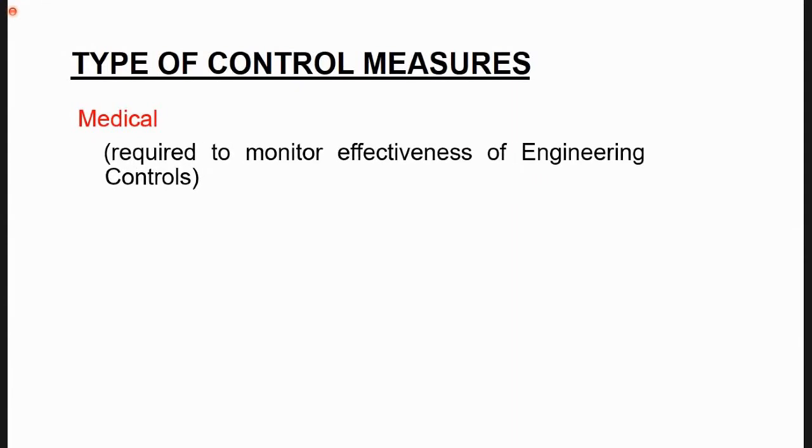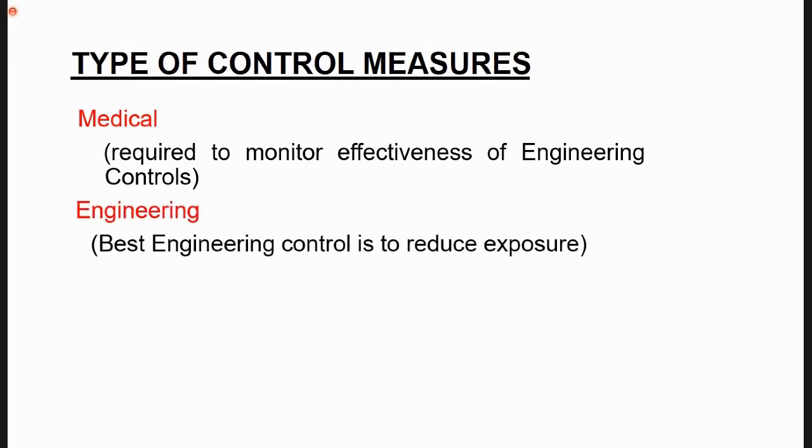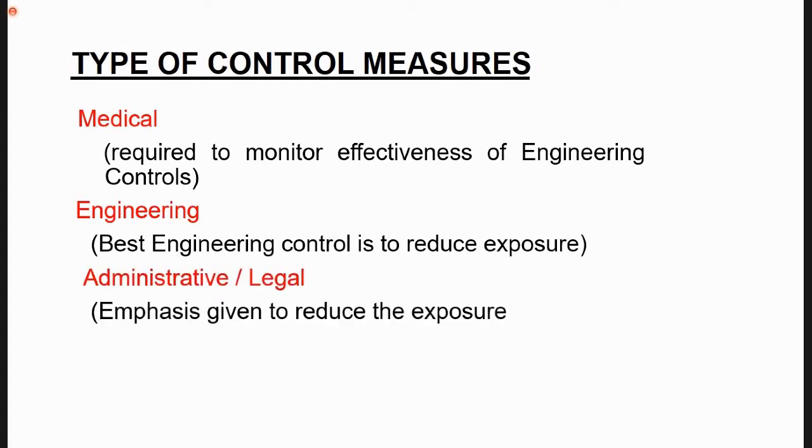Now we come to types of control measures. We have studied the definitions of occupational diseases, and we have studied the sources, hazards, risk factors, and various kinds of diseases. Now we know how we can apply control measures. So there are medical measures, engineering measures, and administrative or legal measures. Medical measures are required to monitor the effectiveness of engineering controls.